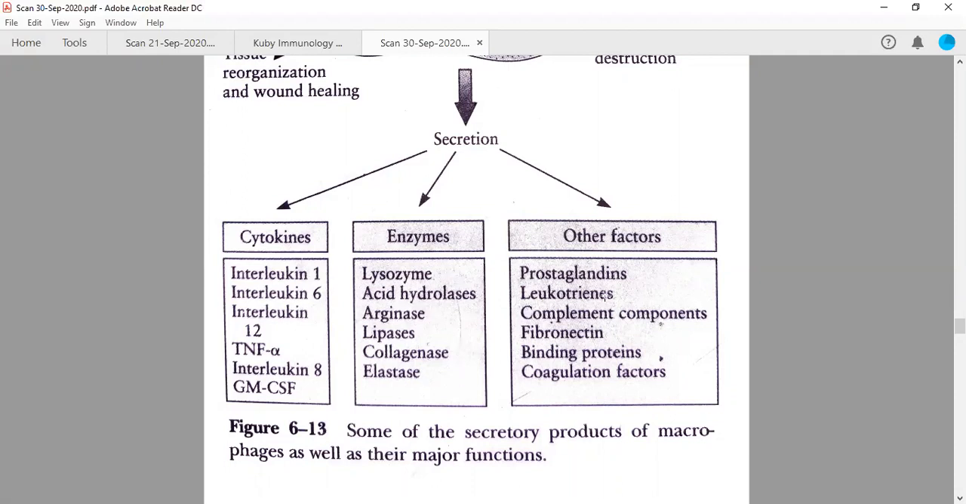Other factors, for example, prostaglandins, leukotrienes, complement components, fibronectin, binding protein, coagulation factors, are also secreted out of the macrophages. Out of these, prostaglandins and leukotrienes are major chemical signals due to which we are able to feel pain. So our pain sensation is due to the secretion of these prostaglandins and leukotrienes. Whenever we feel ill and have some fever-like symptoms, it is due to the increased production of these prostaglandins and leukotrienes. Majorly, prostaglandins are responsible for pain sensation.